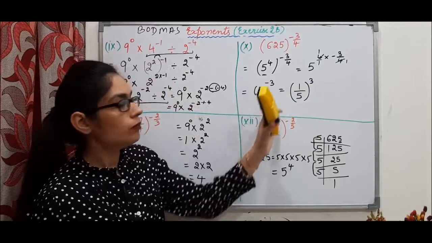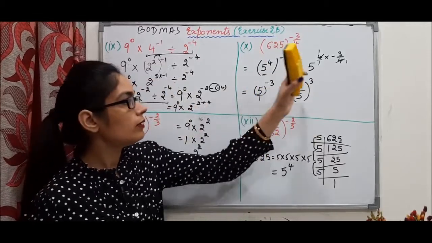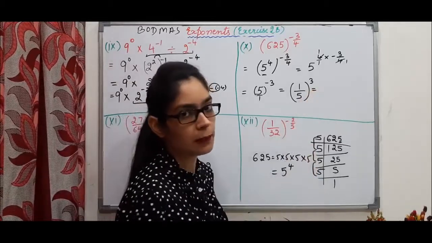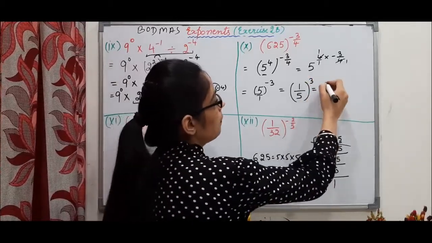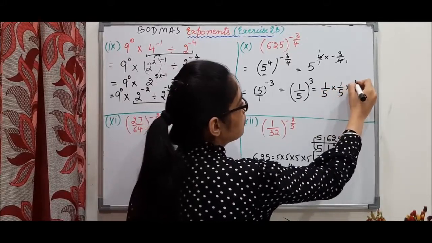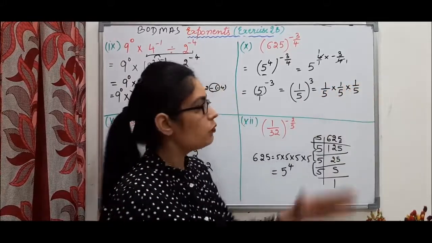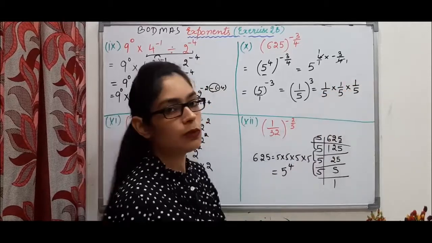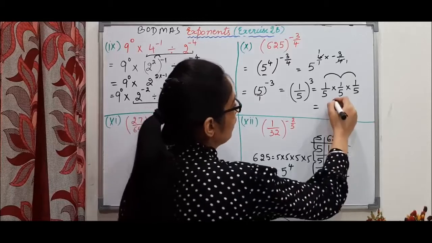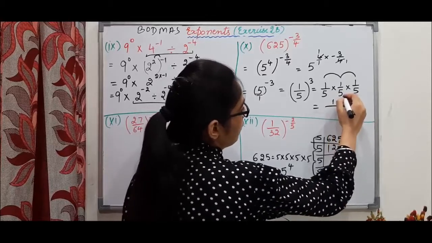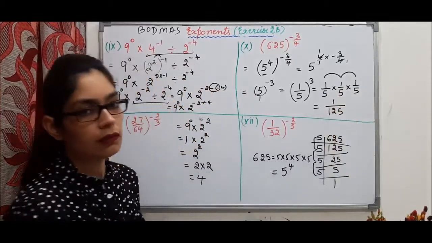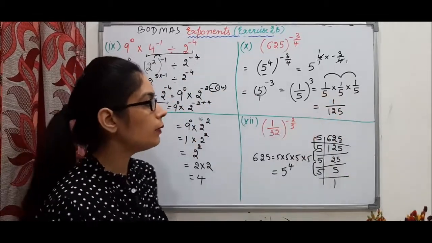So 5 raised to power minus 3, on doing reciprocal, changed to (1/5) whole power plus 3. Now we can solve it. Power 3 means this number will get multiplied to itself 3 times. So I can write it as 1/5 into 1/5 into 1/5. 1 into 1, 1, 1 into 1, 1. 5 into 5, 25, 25 into 5 is 125. So the answer of this is 1/125.